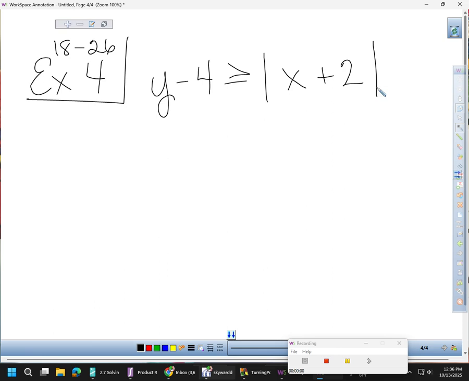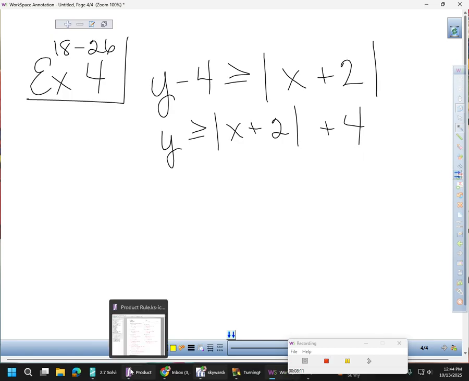What do you think we should do first, Joel? Add 4. I agree. So I'm going to have y is greater than or equal to the absolute value of x plus 2, plus 4. What kind of graph do I have? A V. I agree with that.